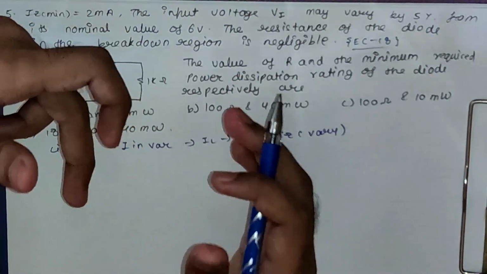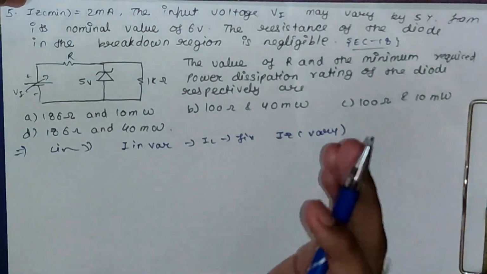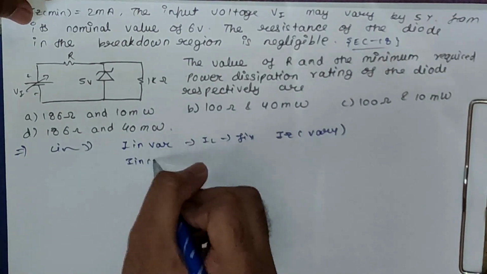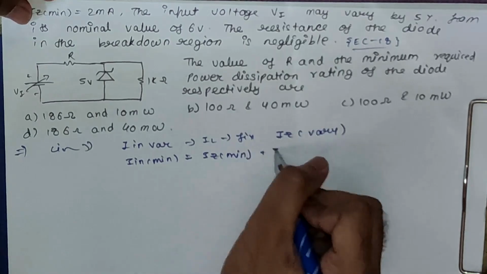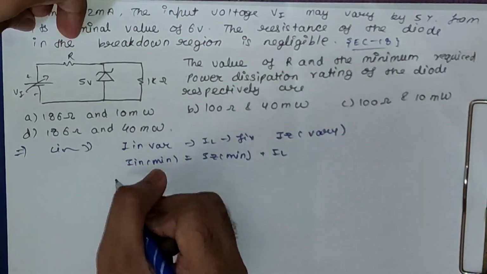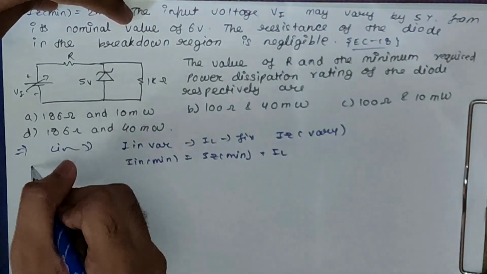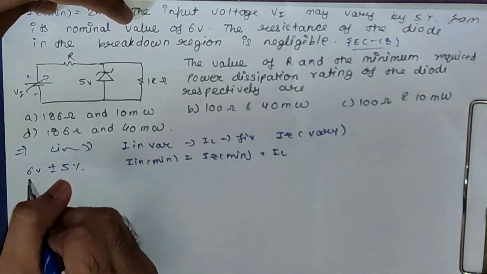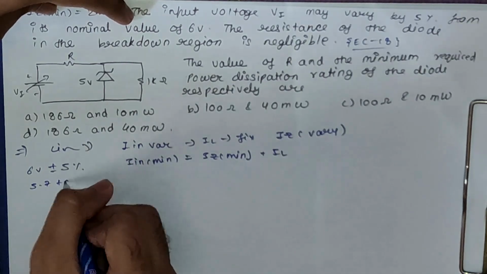For that you have to check for what value of Zener current you have. Here we have IZ minimum, so we are going to use the first equation in which we have I in minimum. I in minimum equals IZ minimum plus IL. For I in maximum it will be IZ maximum plus IL. I in minimum occurs when V in is minimum. Here we have 6 volt plus minus 5%. 10% of 6 volt is 0.6, so 5% will be 0.3. So it will be 5.7 to 6.3 volt.